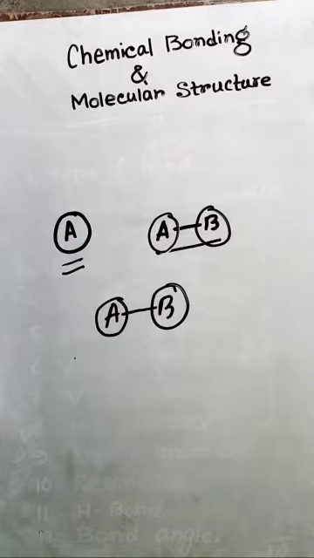So the phenomenon of union of two or more atoms involving redistribution of electrons, so that each atom involved in bonding acquires a stable configuration in order to gain stability, is known as chemical bonding. Simply, we can say chemical bonding means just attraction of two isolated atoms.